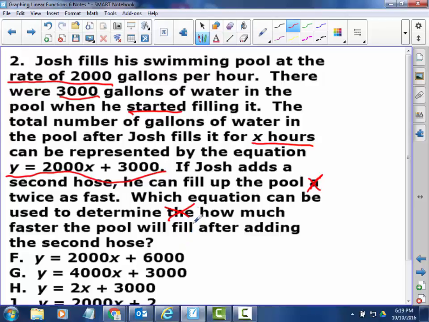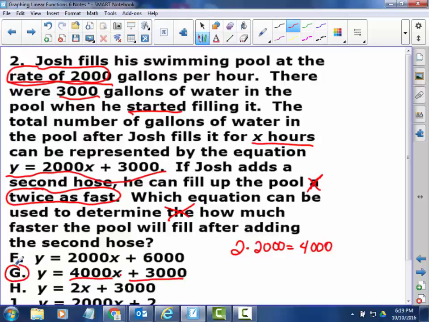Okay, so let's think about this. If it's twice as fast, fast is the rate, okay? So rate of 2,000, if we go twice that, that means 2 times that 2,000. That means my new rate would be 4,000. And I see 4,000 here, and it's with X, which means it's my rate. And then that's the only change I made, was that it was twice as fast. So my starting of 3,000 gallons didn't change. So G is the only answer choice that makes sense.